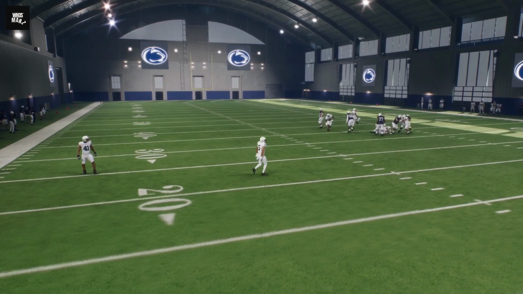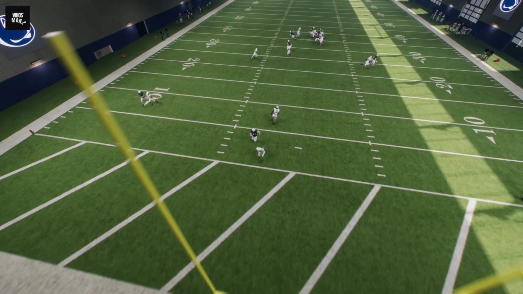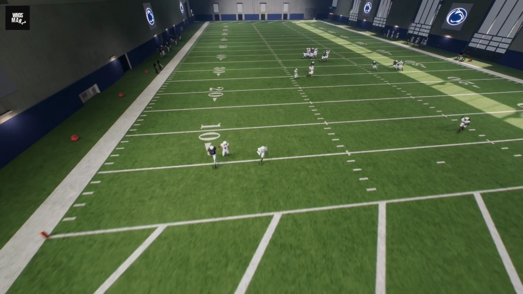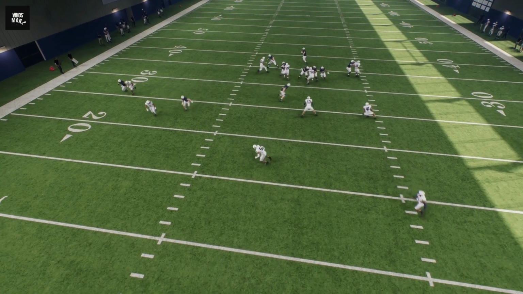The safety on the passing strength also has a 3-2 read. If 3 goes to the flat, he'll look to number 2 going vertical. If 3 and 2 do not go vertical, he'll help bracket on number 1. And if all 3 don't go vertical, then they'll help to play deep.